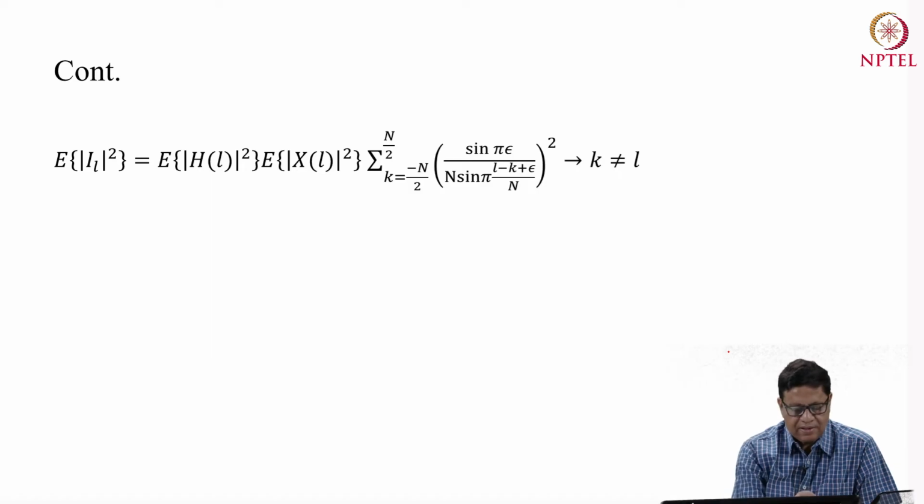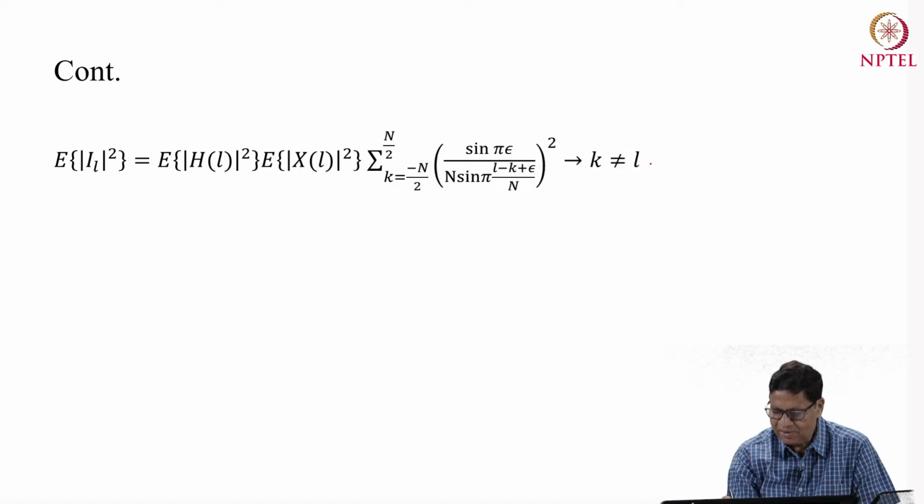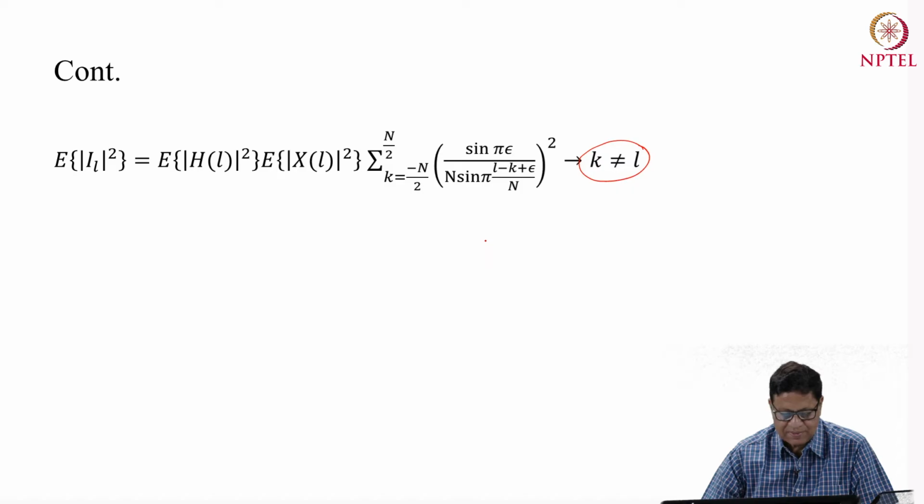The expected value of |I_l|² is given by the expected value of the channel coefficient, the expected value of |X_l|², multiplied by the summation of sin(πε) over N sin(π(l−k+ε)/N), whole squared. This term is for k not equal to l; k equal to l was the first, signal part. So this is the interference part.